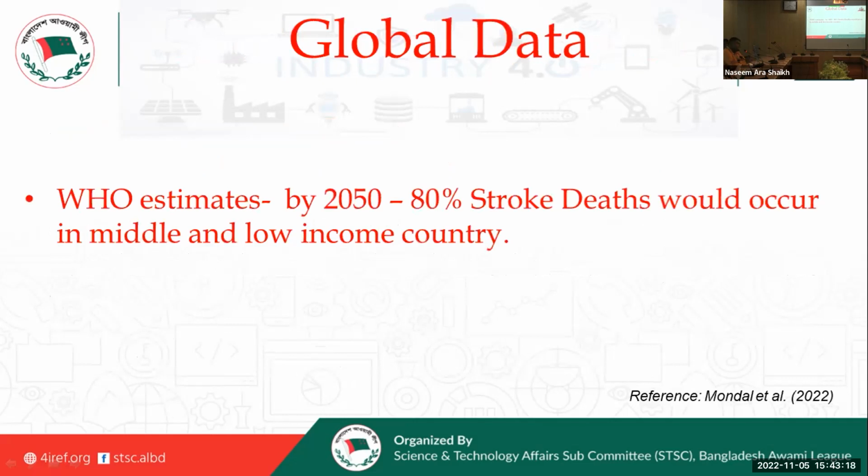But this is a very interesting slide as published by WHO. WHO estimates by 2050, 80% of stroke deaths would occur in middle and lower income countries. There's a question to ponder over. Why will 80% of deaths occur in middle and low income countries? If stroke occurs all over the world, why should 80% occur in middle and low income countries?